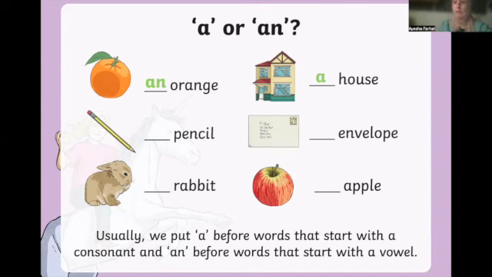It won't be grammatically correct. Okay, we've already done the pencil. Remember we said P is not a vowel. We remembered our 5 vowels. P is not a vowel, therefore we have to use A.